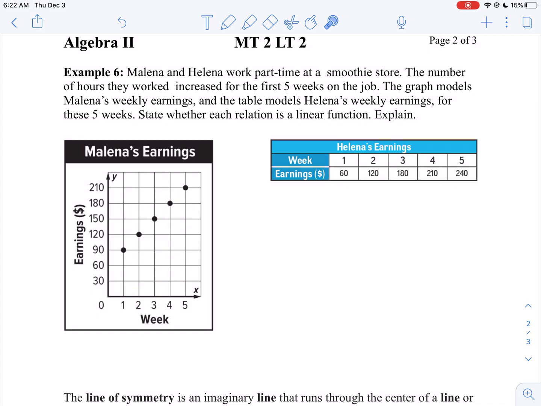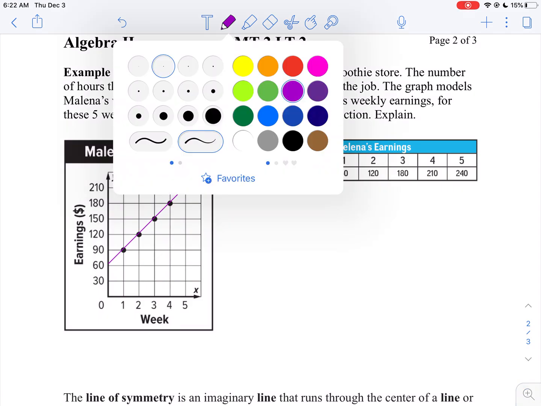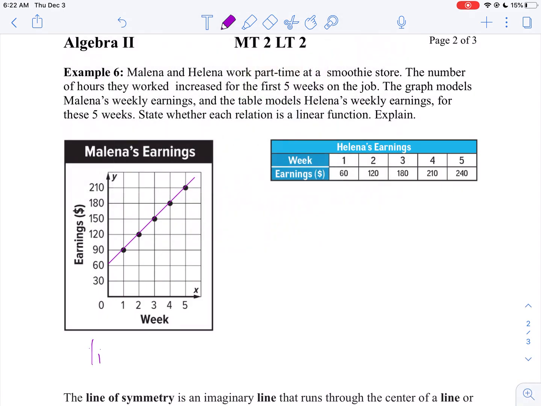Explain. Well, if we take a look at Melania's earnings, see how that's a nice line? So if it graphs to a line, that's linear. Now when I look at a table, I have to look at a couple things. It's got to be linear. It's got to grow at a constant rate.